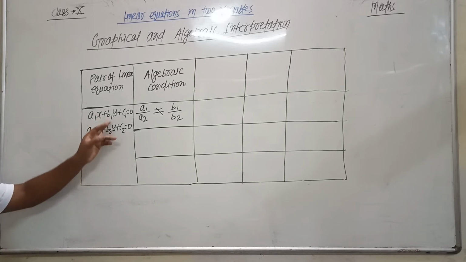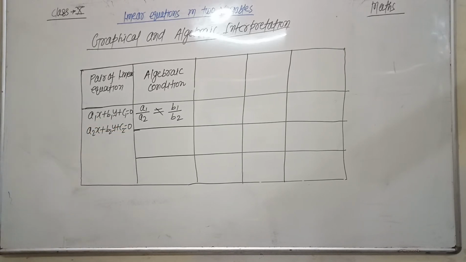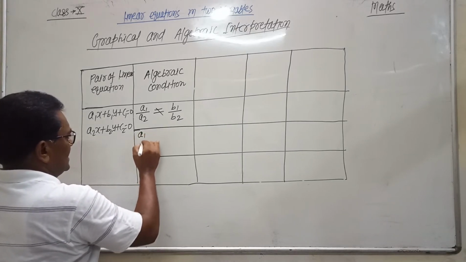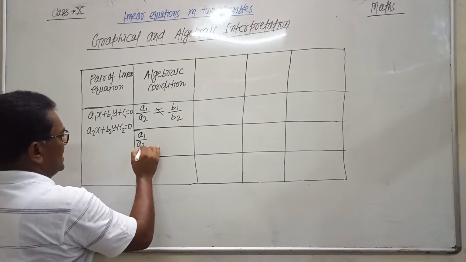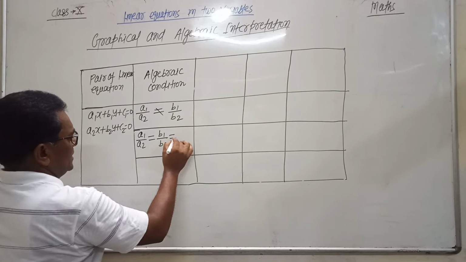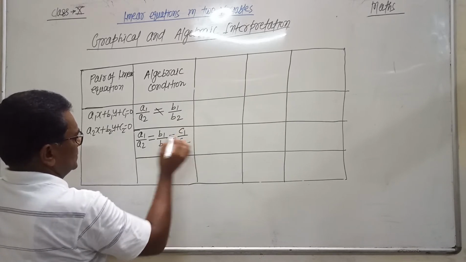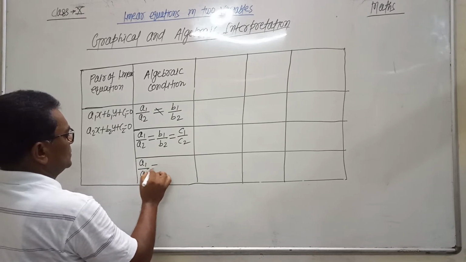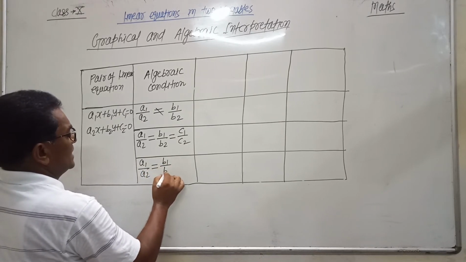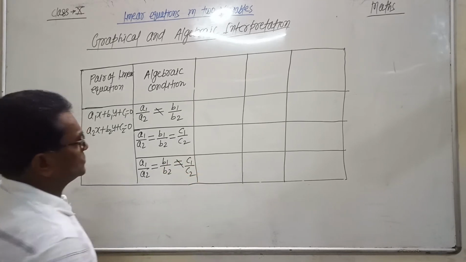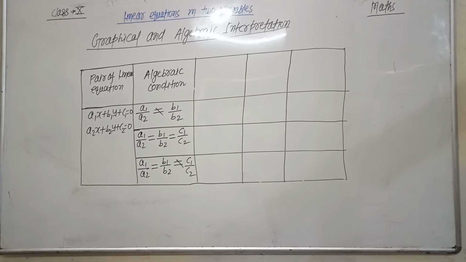From these two simultaneous linear equations, a1 by a2 is not equal to b1 by b2. The second condition is a1 by a2 equals b1 by b2 equals c1 by c2. And the third condition is a1 by a2 equals b1 by b2 is not equal to c1 by c2. So these are the three algebraic conditions.